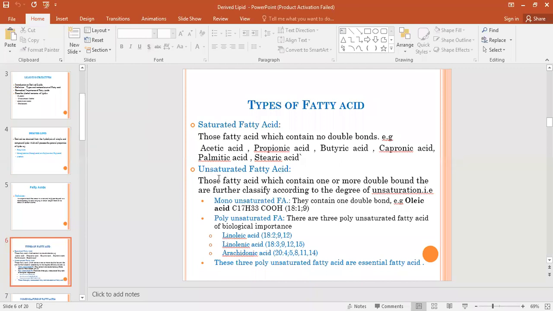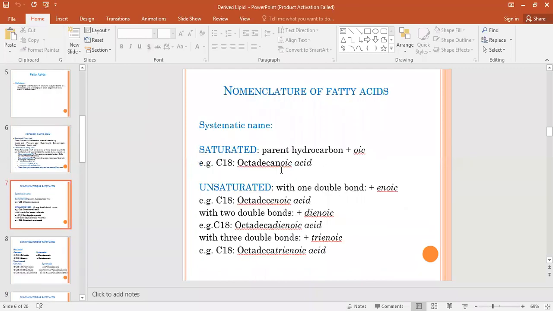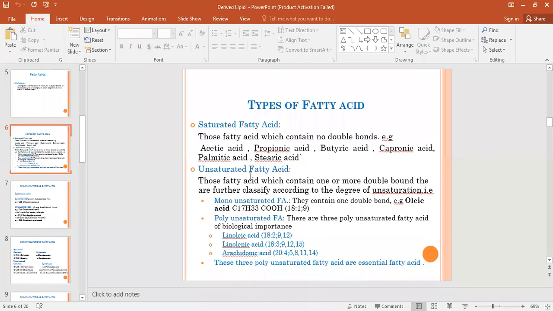Unsaturated fatty acids, those fatty acids which contain one or more double bonds, are further classified according to the degree of unsaturation. That's monounsaturated fatty acid and polyunsaturated fatty acid. The monounsaturated fatty acids are those fatty acids which contain one double bond. Example is oleic acid.